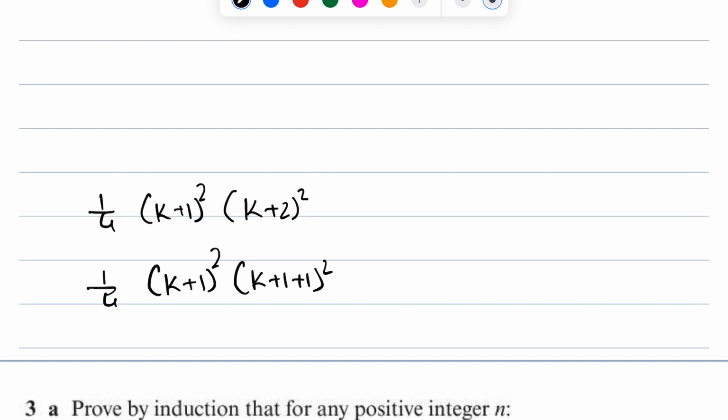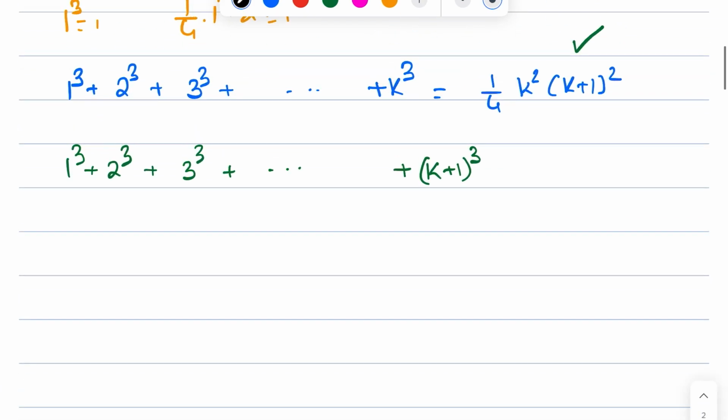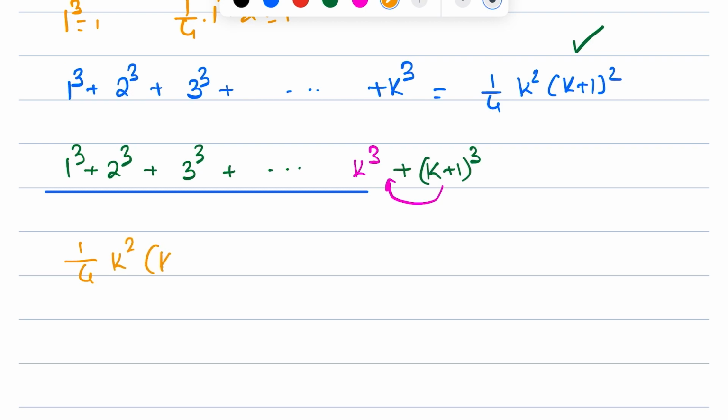So I'm going to try to get that answer. Before k plus 1, there would have been k cube. Now this entire thing goes in under assumption. So the assumption becomes 1 upon 4 times k square times k plus 1 whole square plus k plus 1 whole cube. Now 4 is missing, so multiply and divide by 4.